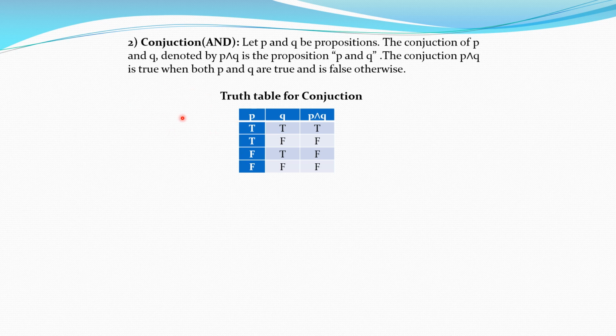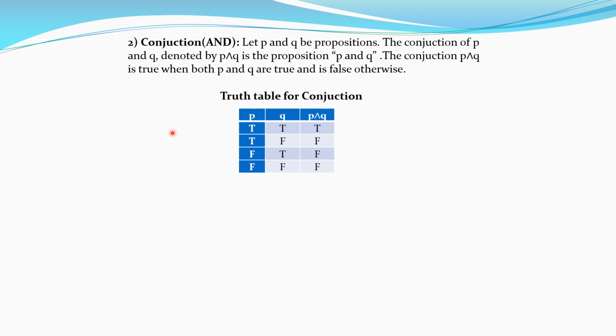Now here, instead of a single statement, we are considering two statements or two propositions, P and Q. As P and Q both are propositions, each has a truth value either true or false. So depending upon their truth values, there are four cases. P is true and Q is true, meaning both are true. Then P is true, Q is false. P is false, Q is true, and both are false. So in every case, we write what is the truth value of the statement P and Q. Now P and Q is true only when both are true and is false otherwise.